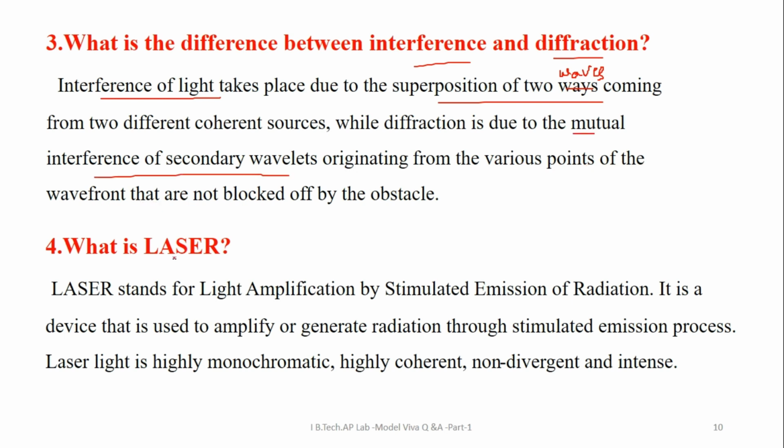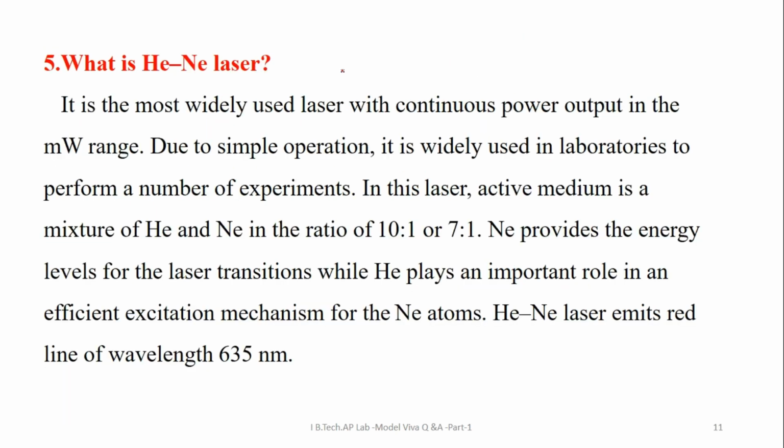the wavefront. Then what is a laser? L-A-S-E-R. L stands for light, A stands for amplification, S stands for stimulated, E stands for emission of radiation. So laser stands for light amplification by stimulated emission of radiation. So what is a helium neon laser? These lasers are continuous power output lasers. Helium neon laser emits a red line of wavelength 632.8 nanometers.